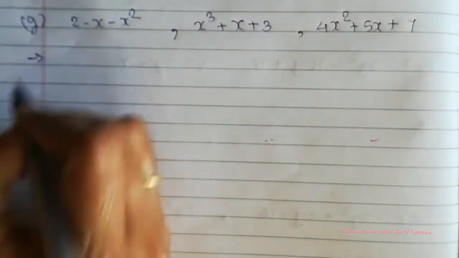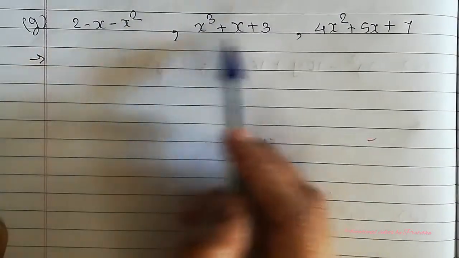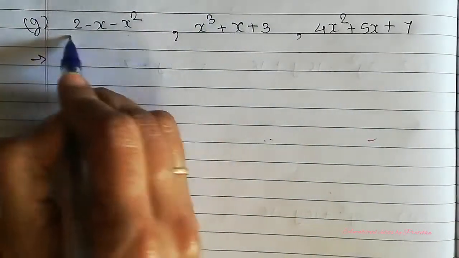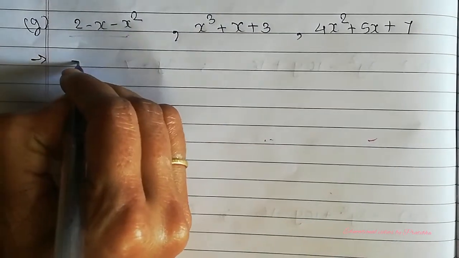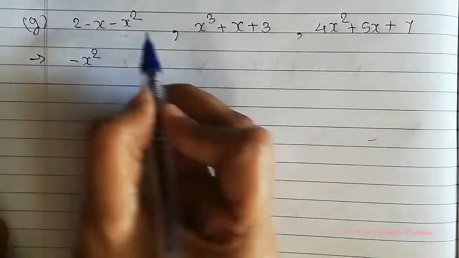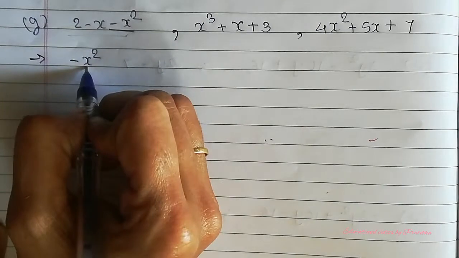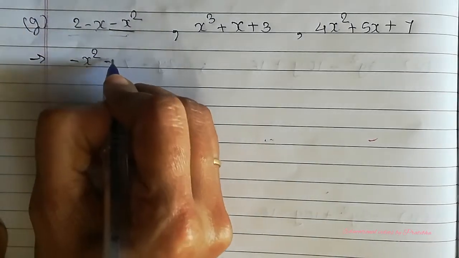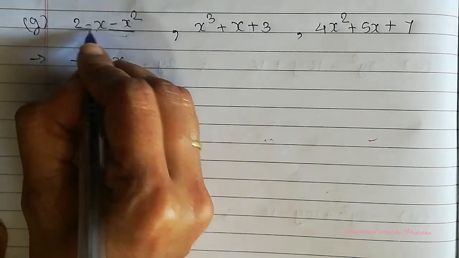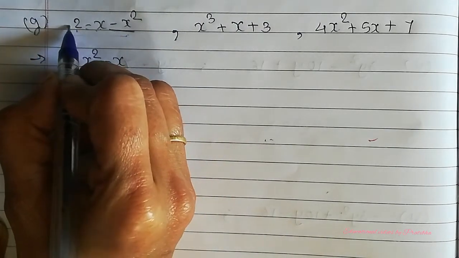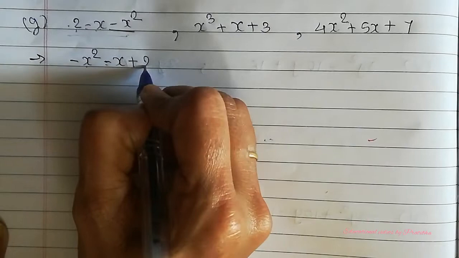So the first step is to arrange the expressions in descending order of degree. So the first expression will become minus x square. This is the term that I'm writing first. Then I'm writing minus x. This x has a minus sign, so I have copied that sign. In front of 2 nothing is there, which means this number is positive, plus 2.